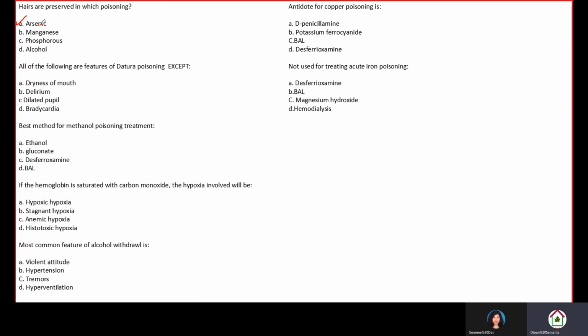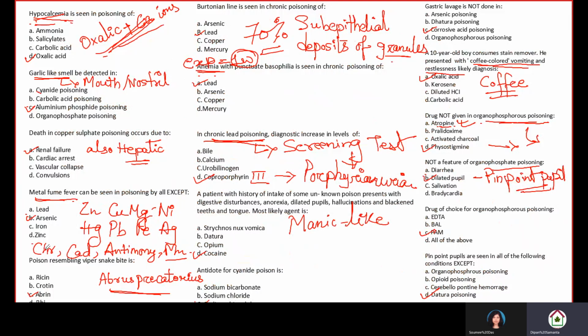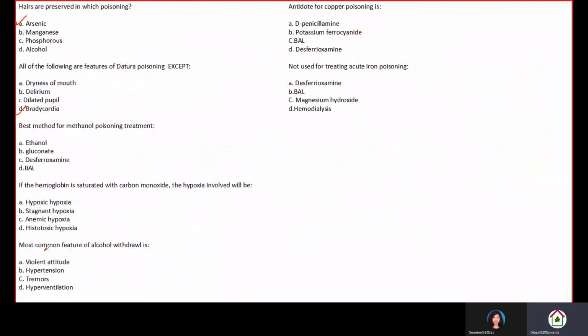All of the following are features of datura poisoning except bradycardia. In datura poisoning, there is no bradycardia; otherwise there is dryness of mouth, delirium, dilated pupil, and loss of accommodation, as we discussed just now. Dilated pupil is already written in the options.